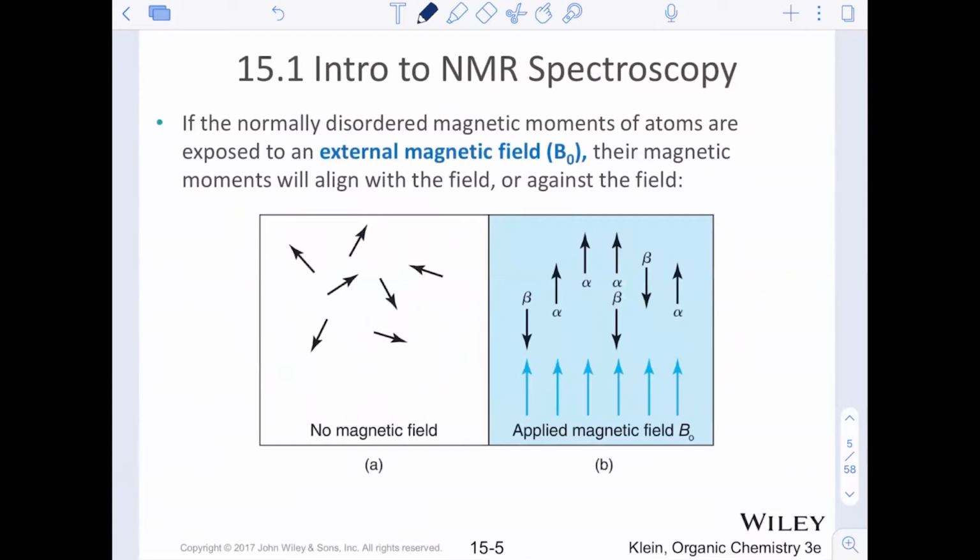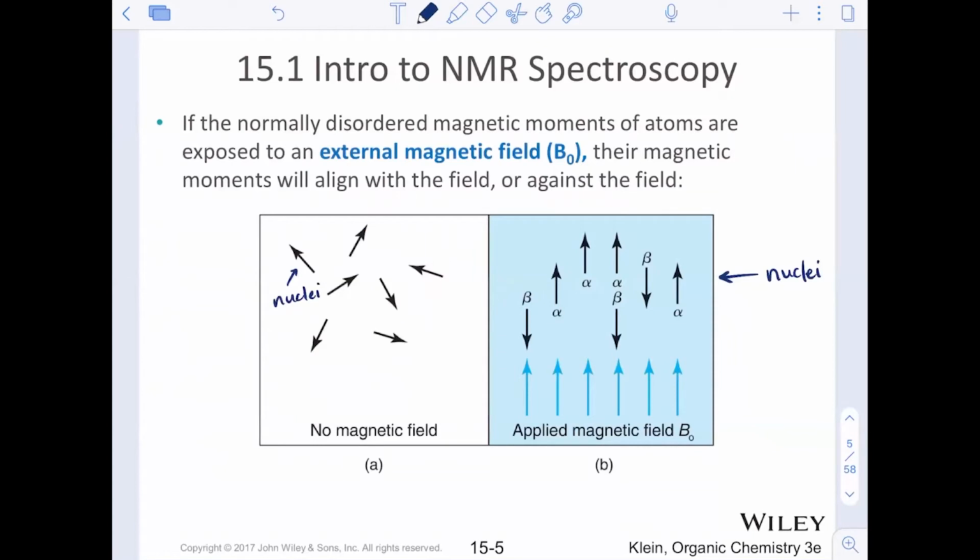Normally, those atoms have disordered magnetic moments. They are magnetic moments that are just floating around in space, right? Floating around wherever the molecule ends up being. What we are going to be doing in an NMR is providing an external magnetic field. And that external magnetic field is going to align the magnetic moments of the molecules. So think about these as all the little nuclei, right? And then all of the nuclei are going to become aligned. Notice how some of them are pointing up and some of them are pointing down.